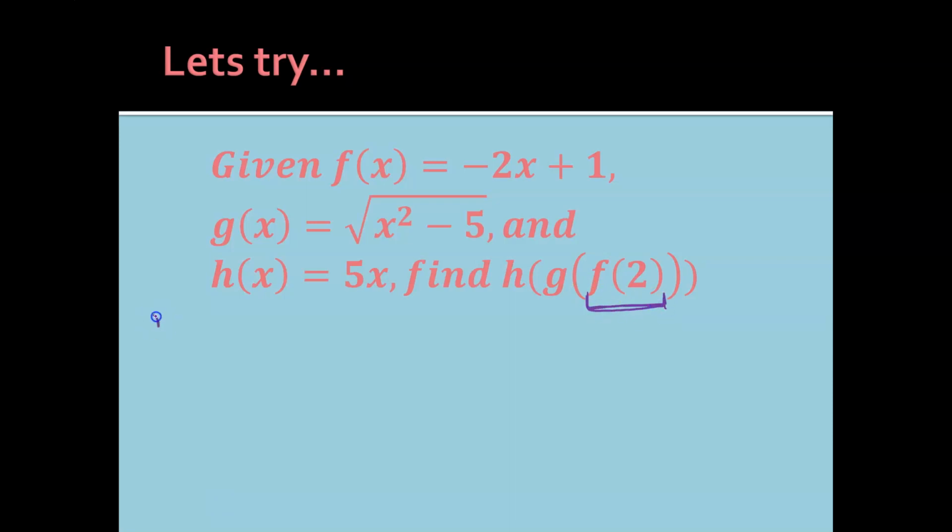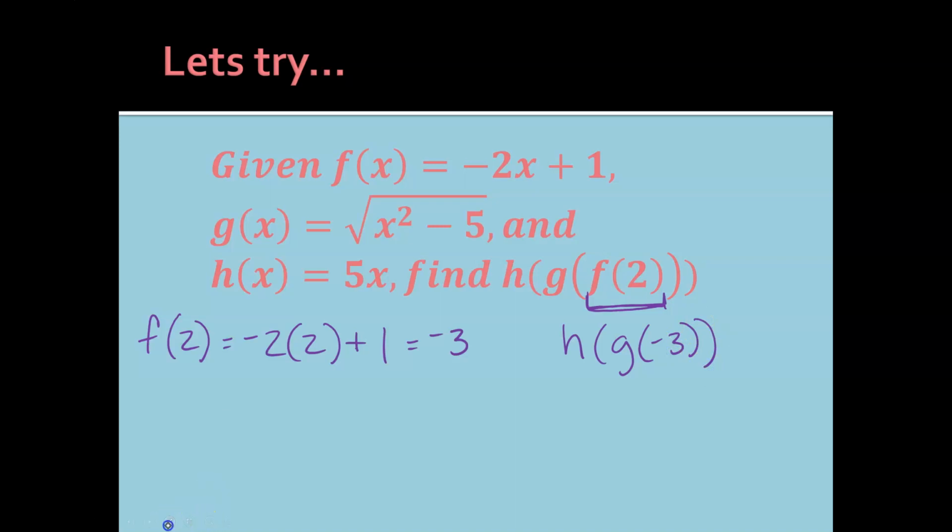So I'm going to take the f function and replace all the x's with 2, which would be negative 2 times 2 plus 1. So negative 2 times 2 plus 1 is going to give me negative 3. So now I can replace that inside with negative 3, and I have h of g of negative 3. Now we're down to what we've been doing, right? So now we still have an inside, so let's fix that inside. So I need to find g of negative 3.